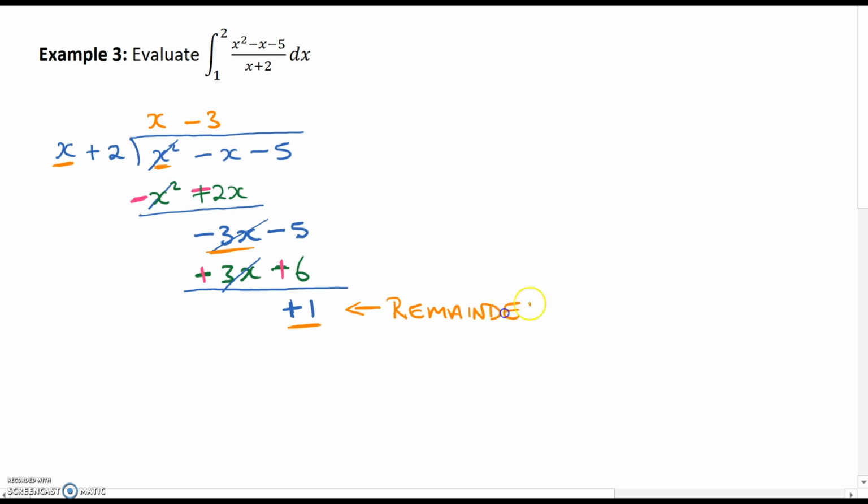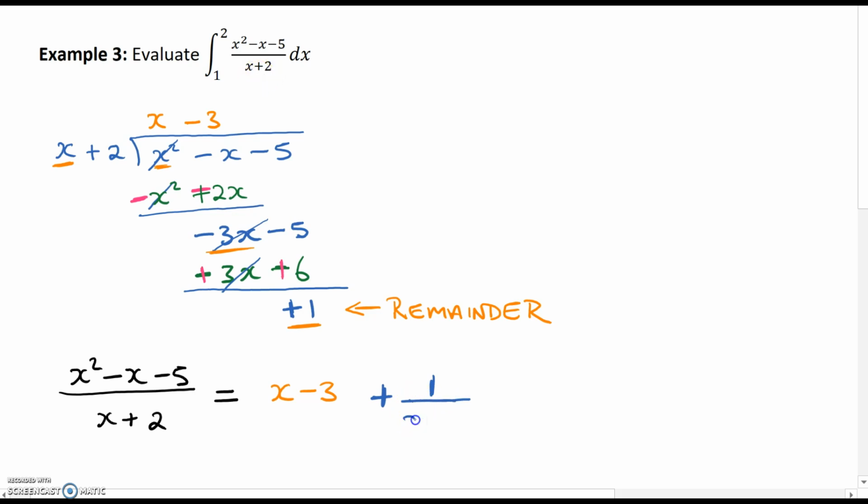And therefore, we now have our answer to the long division part of this. That answer is that x squared minus x minus 5 divided by x plus 2 is equal to the thing on top, x minus 3, and then you look at the remainder, which is plus 1, and you put that over the original denominator. So the remainder goes over the original denominator.